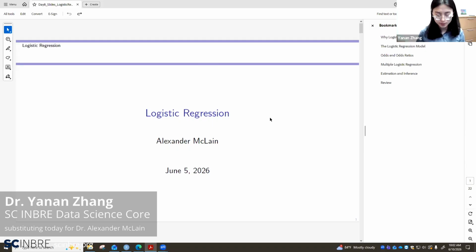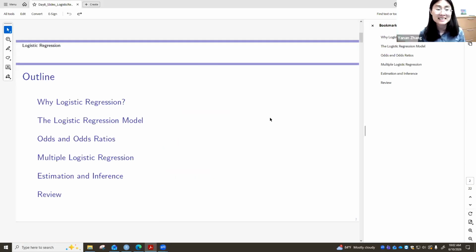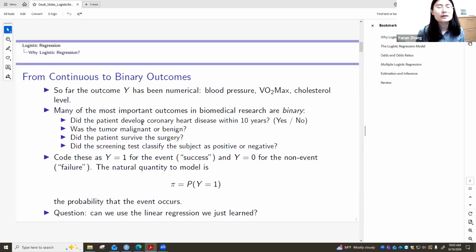So first, I would like to introduce some basics about logistic regression. We will start with why we want to use logistic regression and how we fit these logistic regression models. And then we will look at two examples using the Framingham dataset we have used in the previous days. So let's start with logistic regression.